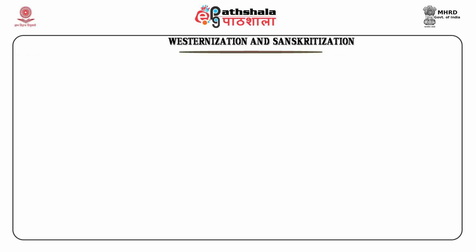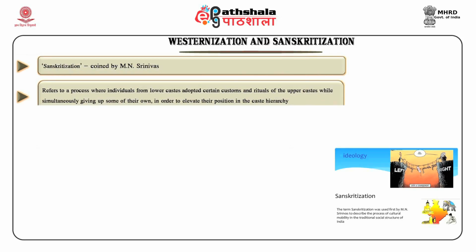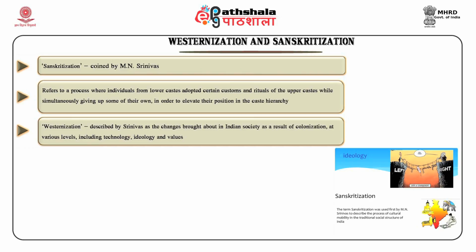Sanskritization and Westernization. One of the earlier approaches to social change in India was the concept of Sanskritization, which was first used by M. N. Srinivas to explain the process of social mobility within the traditional social structure of India. Srinivas describes Sanskritization as a process where individuals from lower caste develop certain customs and rituals of their upper caste while simultaneously giving up some of their own in order to elevate their position in caste hierarchy.